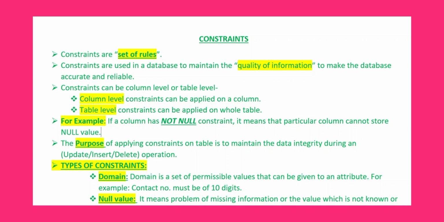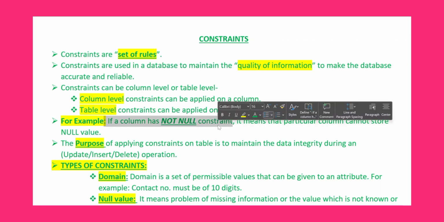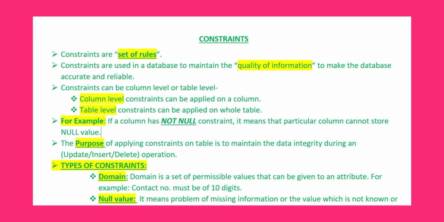Now, if you have so many columns, and if a column has not null constraint, you have set the column for not null constraint. Now, what is the meaning of not null constraint? The meaning is that particular column cannot store null value. Now, null value means null means empty, means that particular column cannot be empty, or any single value cannot be even empty. You have to store some meaningful information in that particular column to make the table more accurate, more reliable, more meaningful, so that it can be used properly.